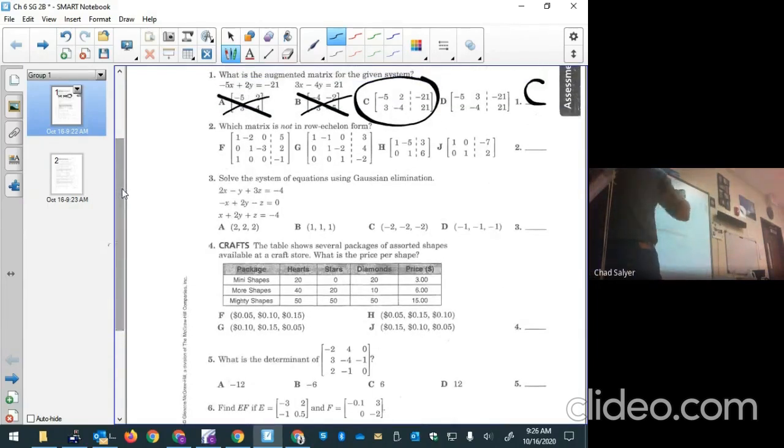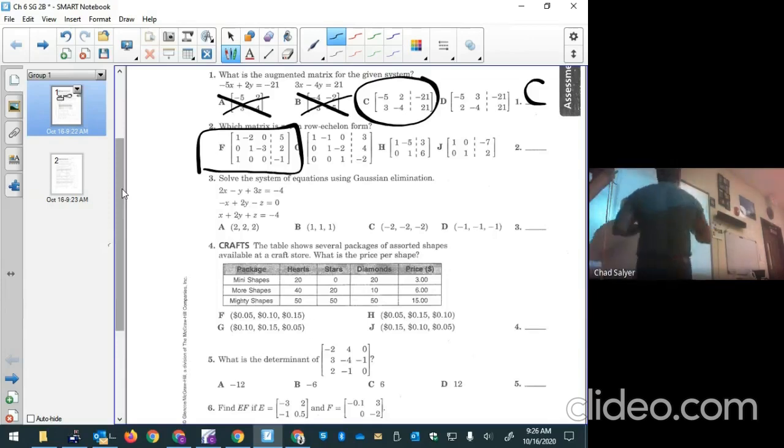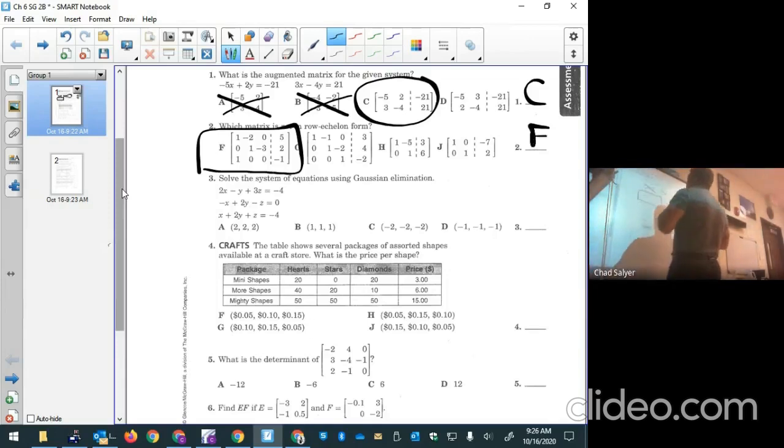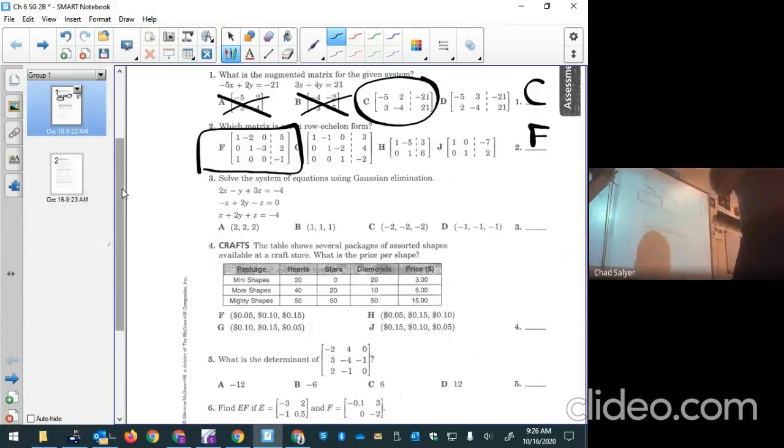Which matrix is not in row echelon form? So if we look at this, 1's on the main diagonal. Everyone has 1's on the main diagonal except for F. So we needn't even concern ourselves with the other values. 1's on the main diagonal is the first and primary rule for row echelon form. The other rule is 0's below those 1's. So F fails the first criteria, and so it's F as in Foxtrot.